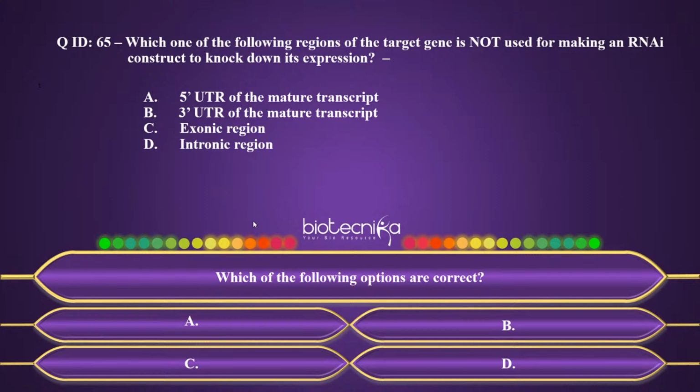Whosoever attempted this particular question, can they write down which option they have opted for? This is a very easy question. Even if you don't know about RNAi, from the options themselves you can see which particular option won't be required here.